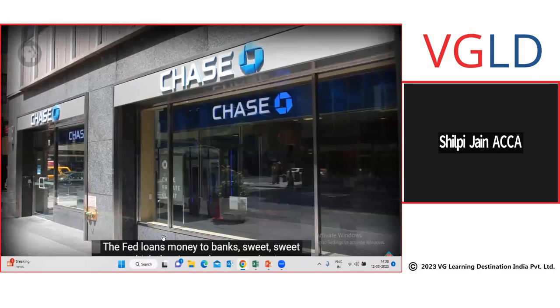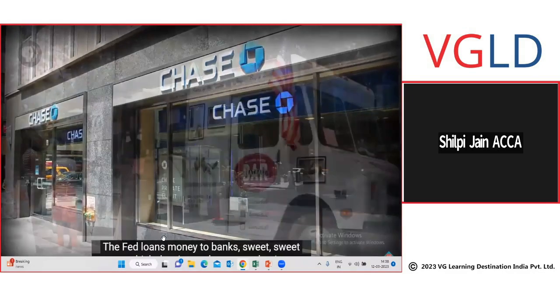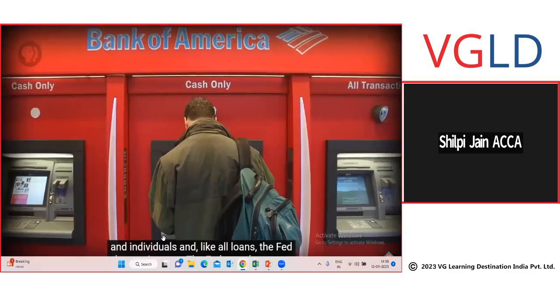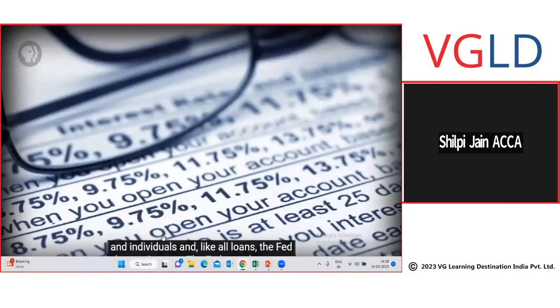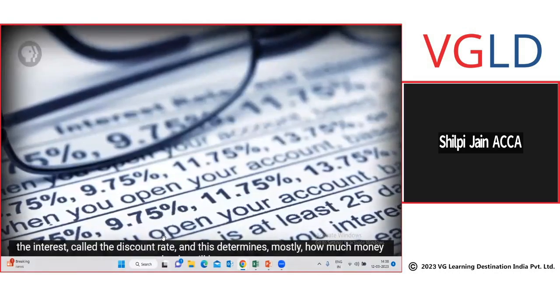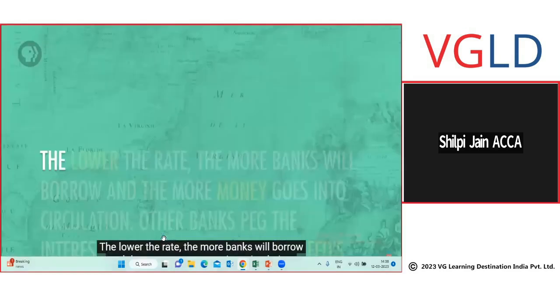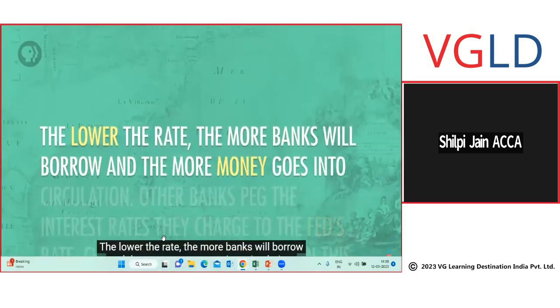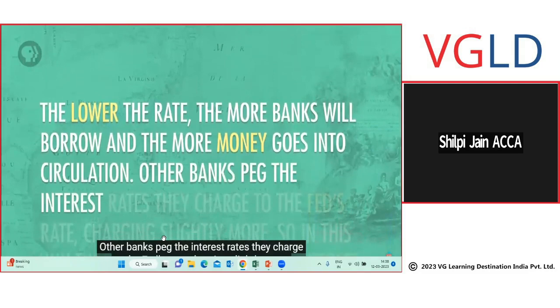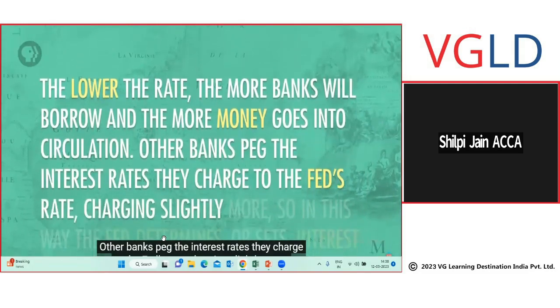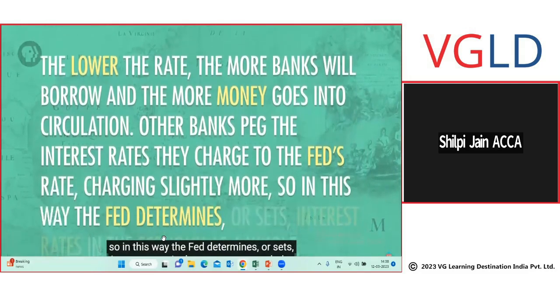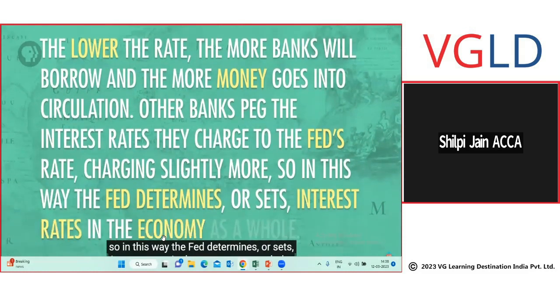The Fed loans money to banks. Sweet, sweet money, which they in turn loan out to businesses and individuals, and like all loans, the Fed charges interest. The Fed sets the rate on the interest, called the discount rate, and this determines mostly how much money banks will borrow. The lower the rate, the more banks will borrow, and the more money goes into circulation. Other banks peg the interest rates they charge to the Fed's rate, charging slightly more, so in this way the Fed determines or sets interest rates in the economy as a whole.